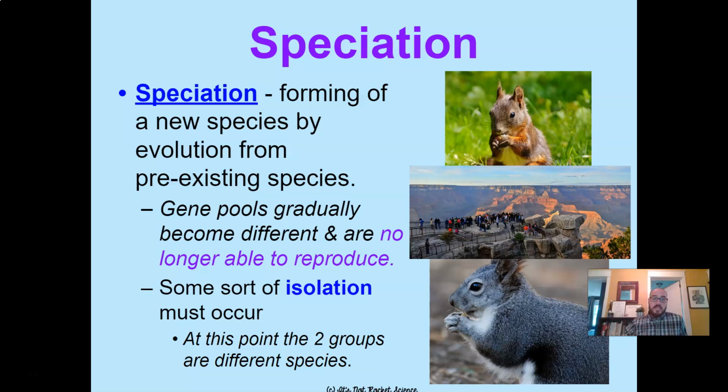But another form of isolation is behavioral, and we see this all the time with cichlids, which are a type of fish that can speciate very, very rapidly. They'll start acting different if they're given new niches, and then they'll no longer interact with each other, even though theoretically they could.